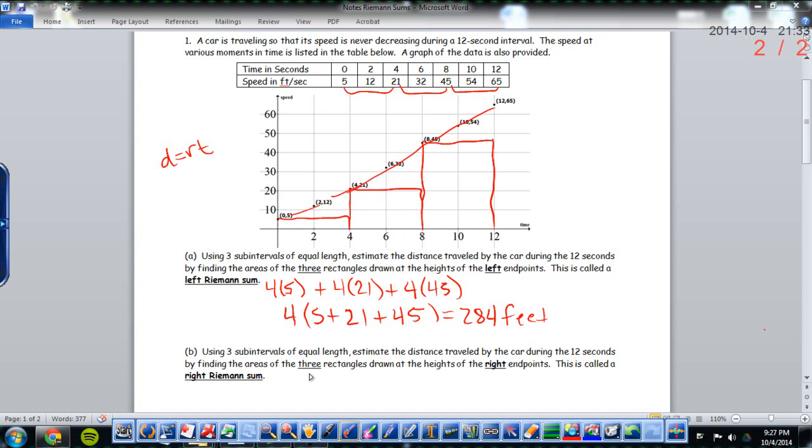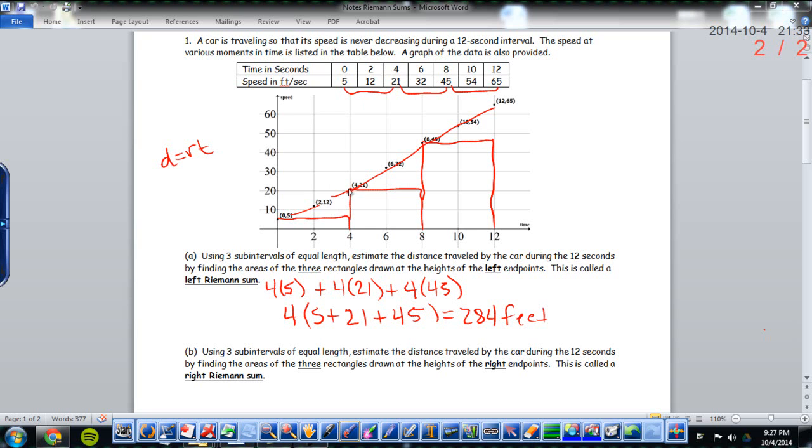Okay, let's look at part B. Using 3 subintervals of equal length, estimate the distance traveled by the car during the 12 seconds by finding the areas of the 3 rectangles drawn at the heights of the right endpoints. This is called a right Riemann sum. Okay, so again, we're still going to use these 4-second intervals here, but this time between 0 and 4, I'm going to use the data point on the right end of that interval, so at 4.